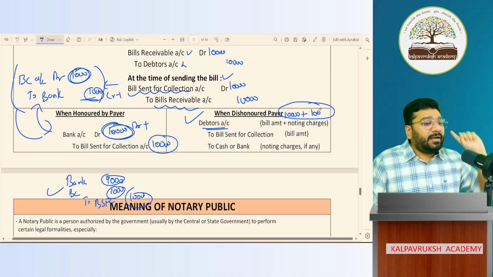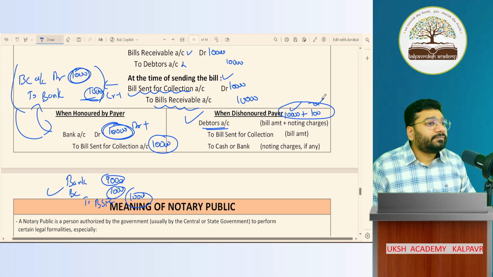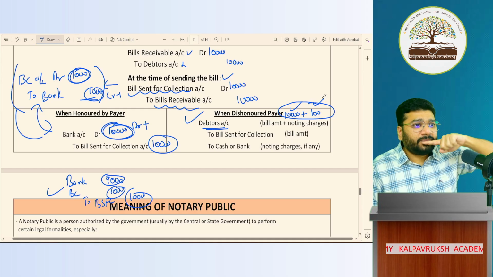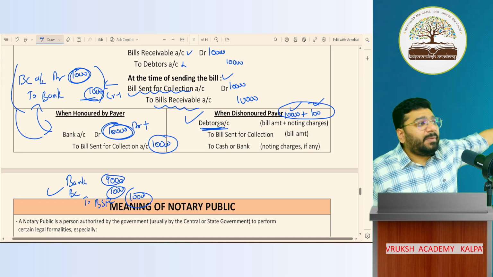10,100. 10,000 for the goods what I've sold, and 100 rupees the noting charges. Yes or no? Discounting charge, bank charges. You have some doubt? Tell, ask us. No doubt? Okay. Debtor account debit is clear.